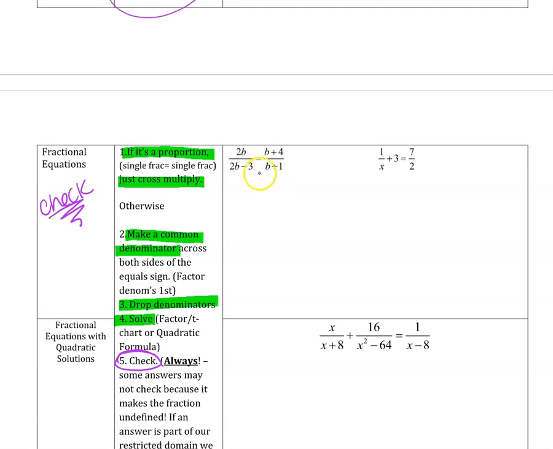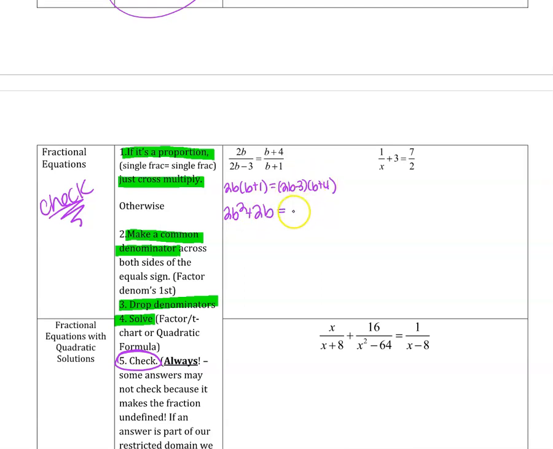All right, so first guy, I have a proportion. It's a single fraction equal to a single fraction, so I'm simply going to cross multiply. So that's 2b times b plus 1 equals 2b minus 3 times b plus 4. I'm going to make this slightly smaller so that I have a little bit more room for the next problem. Great. So this would be 2b squared plus 2b.